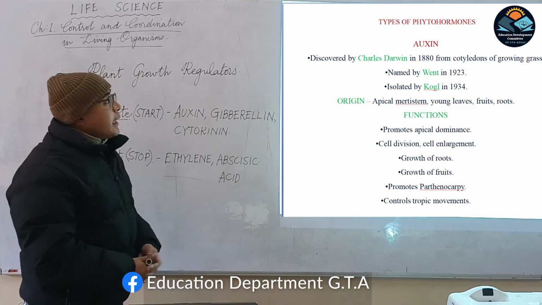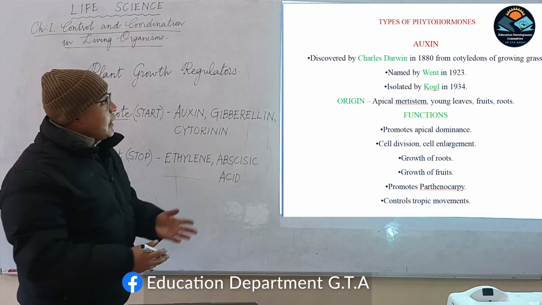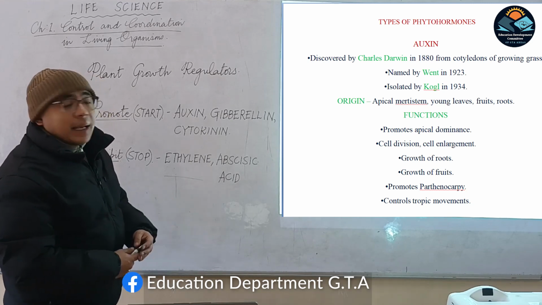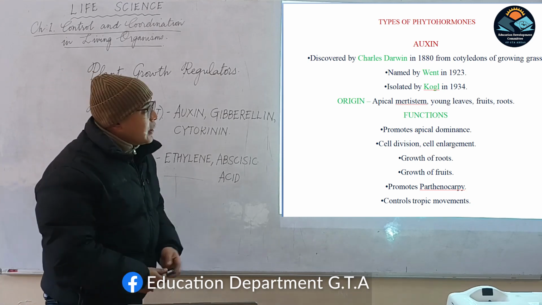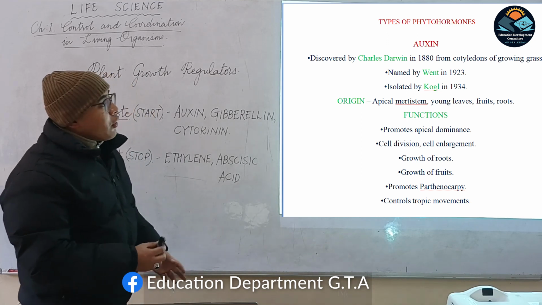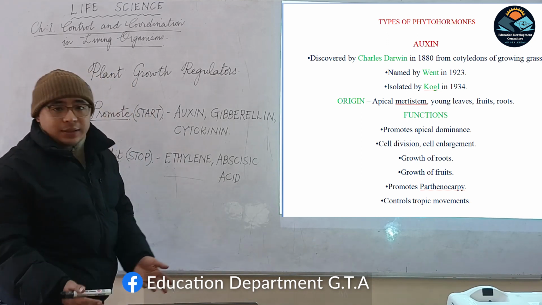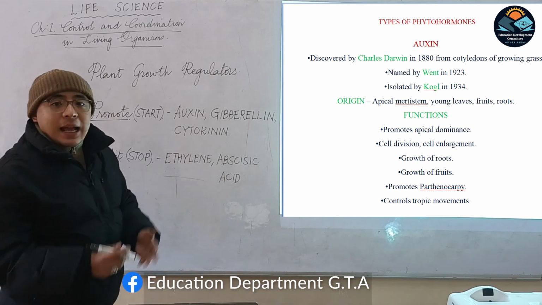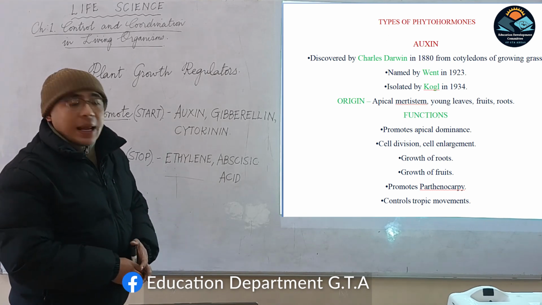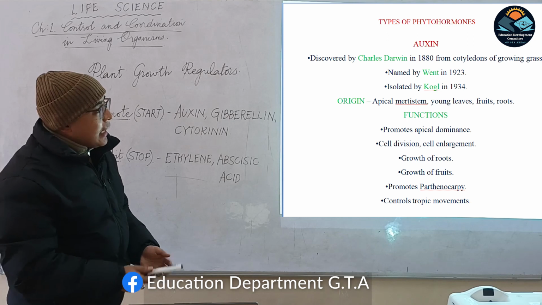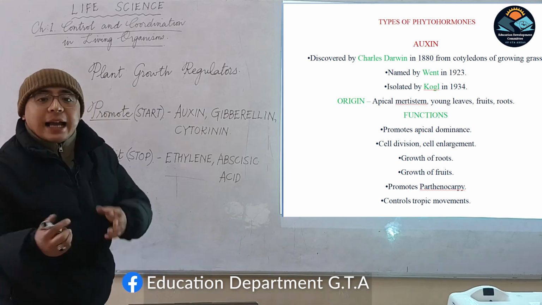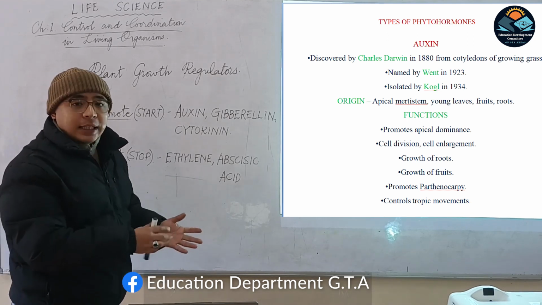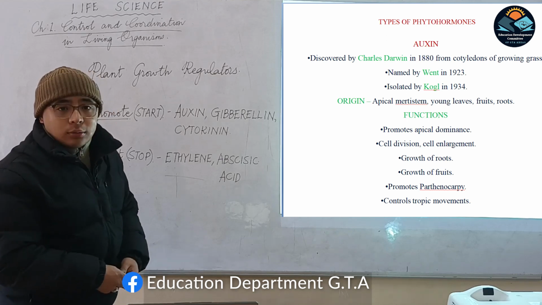Now auxin is the first plant hormone. It was first discovered by Charles Darwin in 1880 from the cotyledons of growing grass. It was named auxin by another scientist called Went in 1923, and in 1934 it was isolated and studied separately by another scientist known as Kogl.